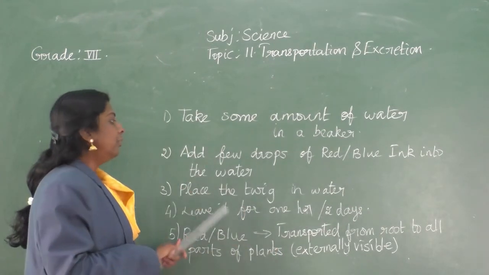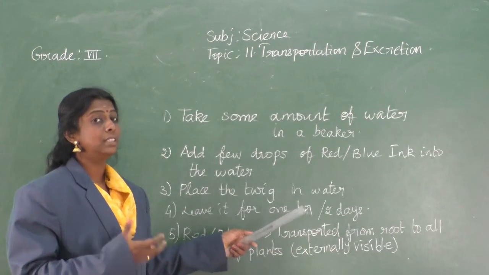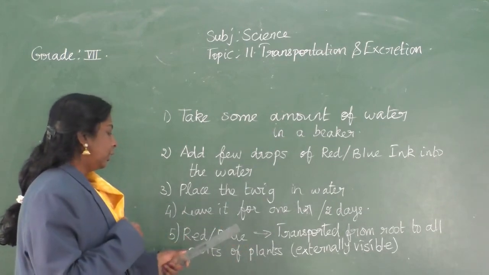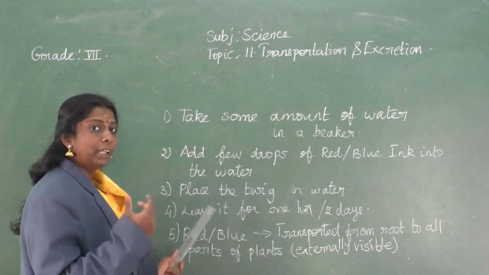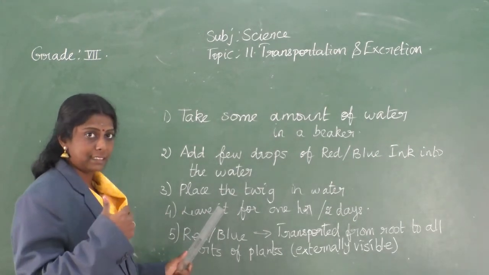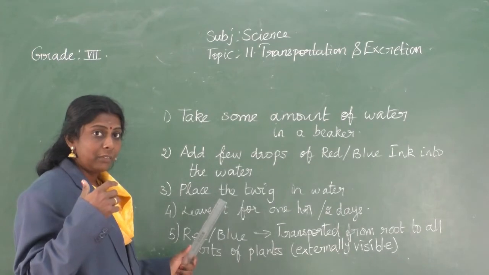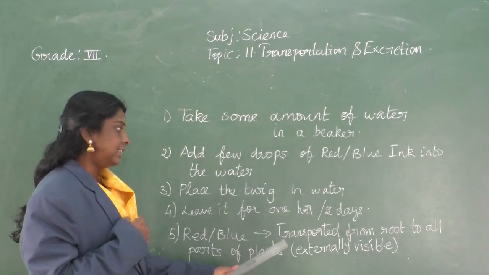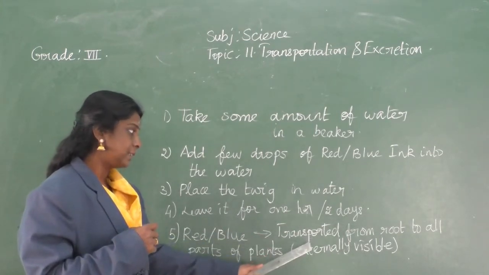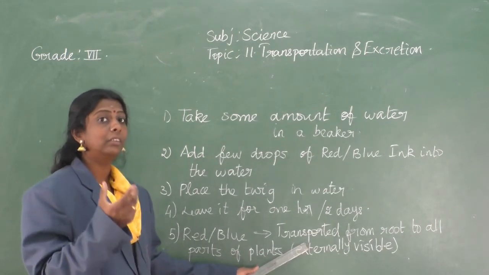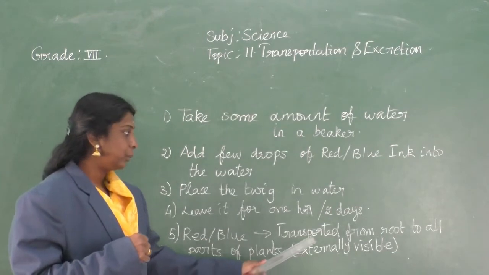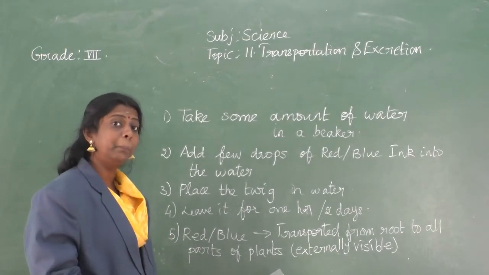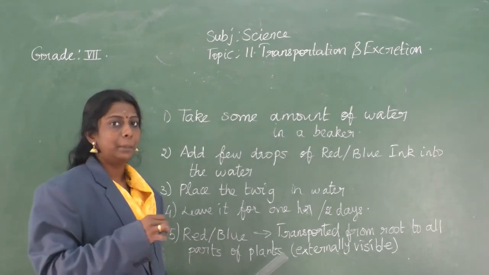Then, leave it for 1 hour. You can even notice the result after 2 days. Okay, 1 day or 2 days, it may vary. Then you can see either red or blue color in the different plant parts like leaves, stem, even in flowers. You can observe the color change. It means that the red or blue colored water is transported from the roots to all parts of the plant.